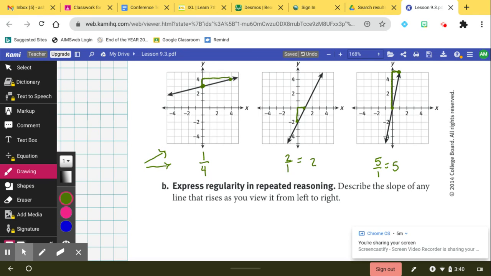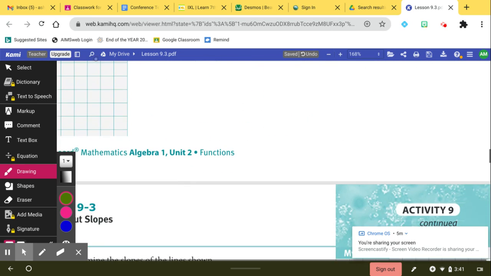Well, all my slopes are positive. We're increasing, so the slopes are positive. If we're looking from left to right, and we're going up, our y values are increasing. We have positive slopes. Let's look at this one.